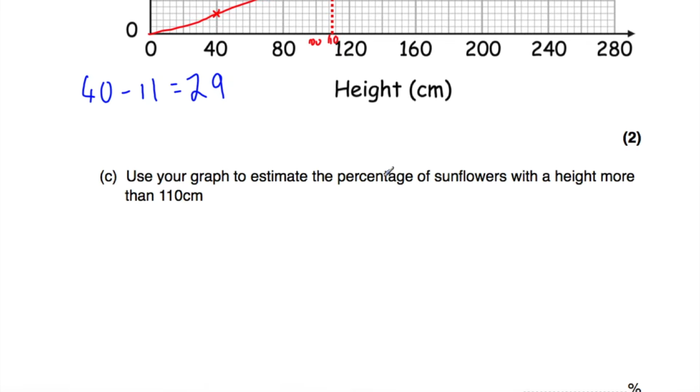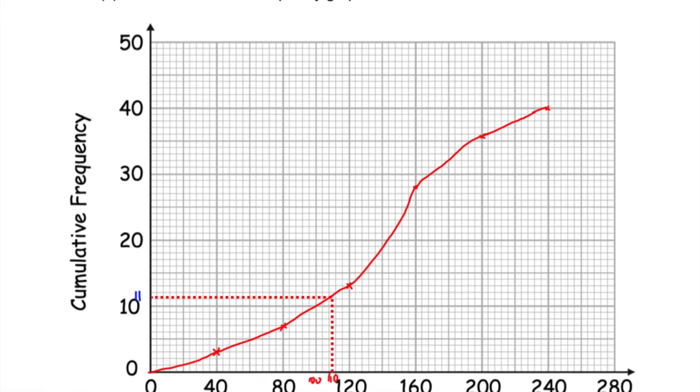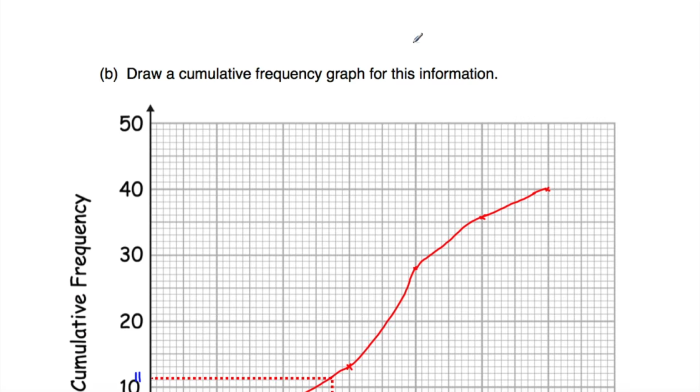Now the question said estimate the percentage of sunflowers with a height more than 110 centimeters. So that's 29 out of the 40 of them. So that's 29/40ths of the sunflowers have a height greater than 110 centimeters. So let's change this fraction to a percentage. So it's a calculator question, so that's great.